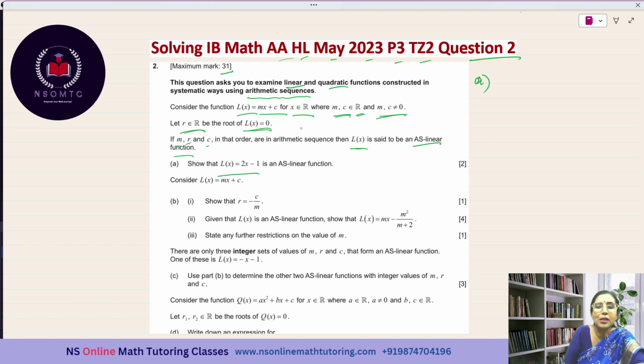So L of x equal to 2x minus 1. Therefore, because we need the m, r and c, what is m? It is equal to 2, and c is equal to negative 1. Okay, so what is r? For that, we have to take L of x equal to 0. So 2x minus 1 is equal to 0, which implies x equal to half. This is equal to r. So I can write m, r and c: m is equal to 2, r equal to half and c equal to negative 1.